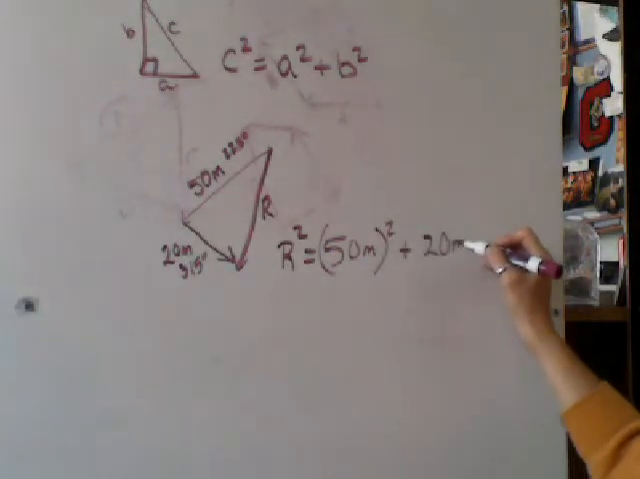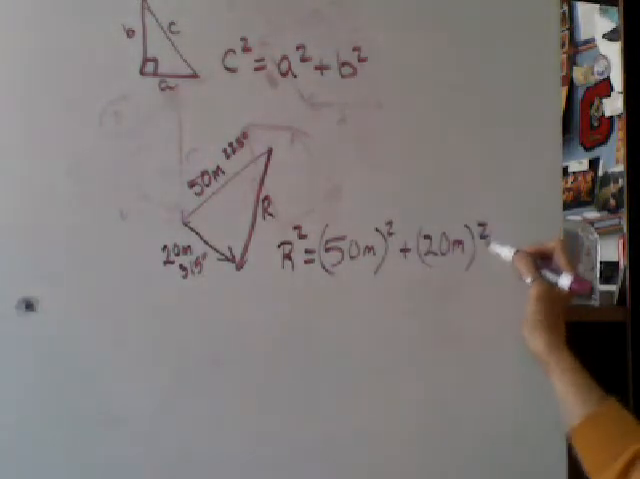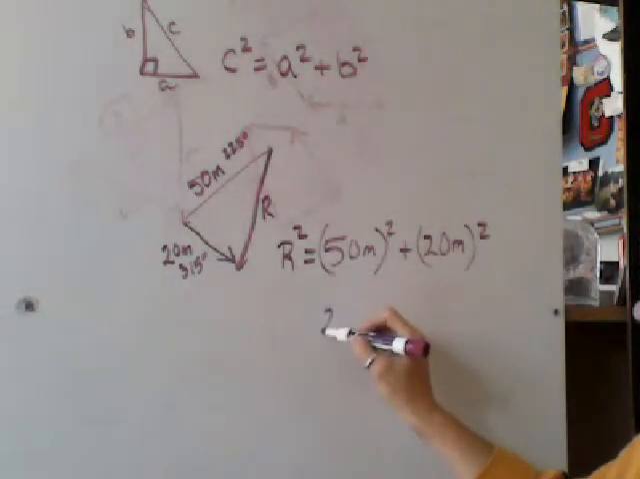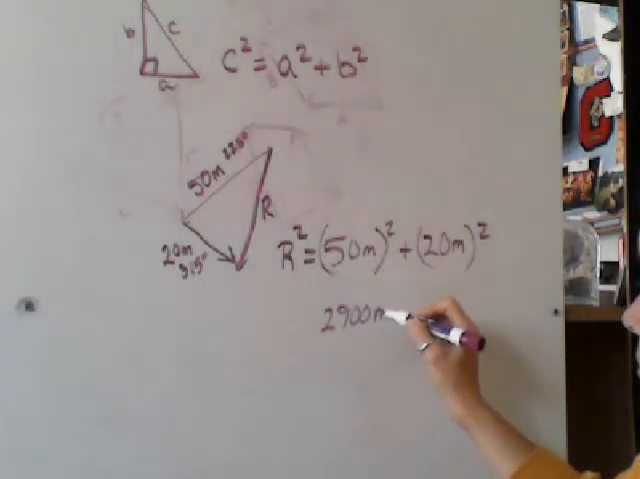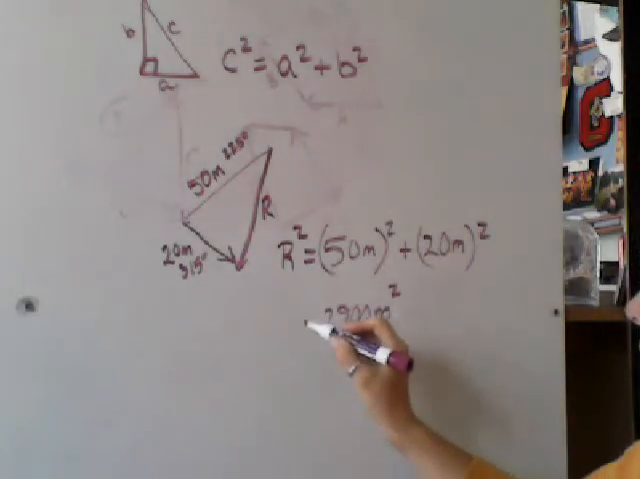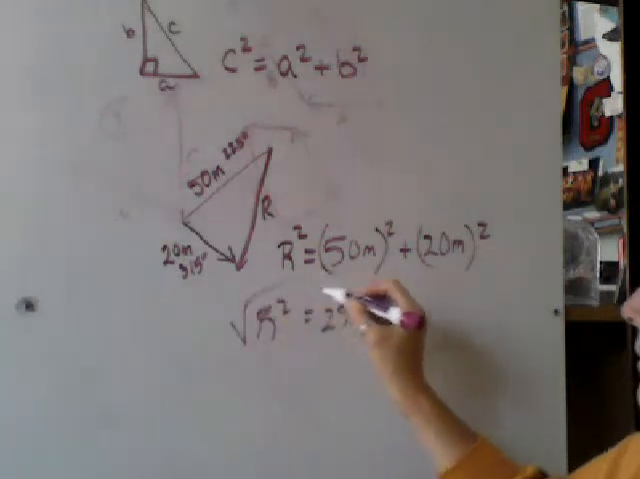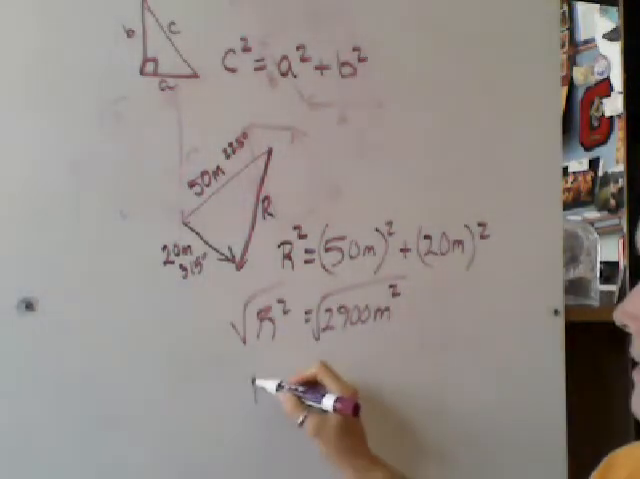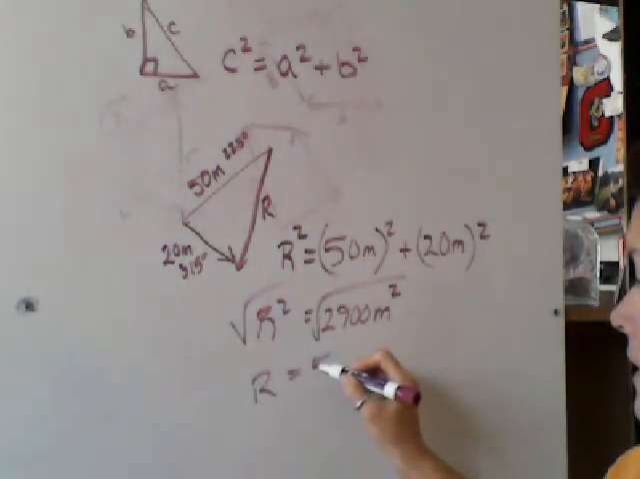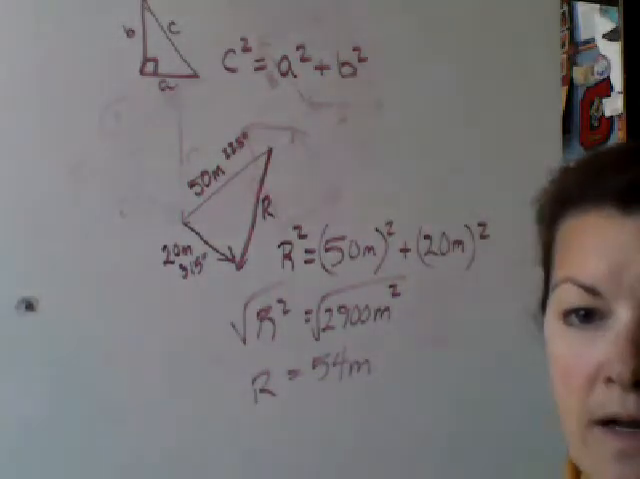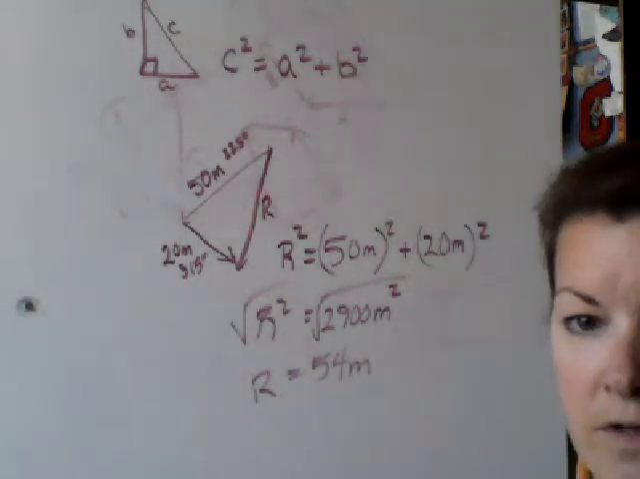Plus 20 meters squared. So that will give us 290 meters squared. And we take the square root of both sides. We find out the resultant is 54 meters. Be sure you know how to work your calculator in order to do this problem.